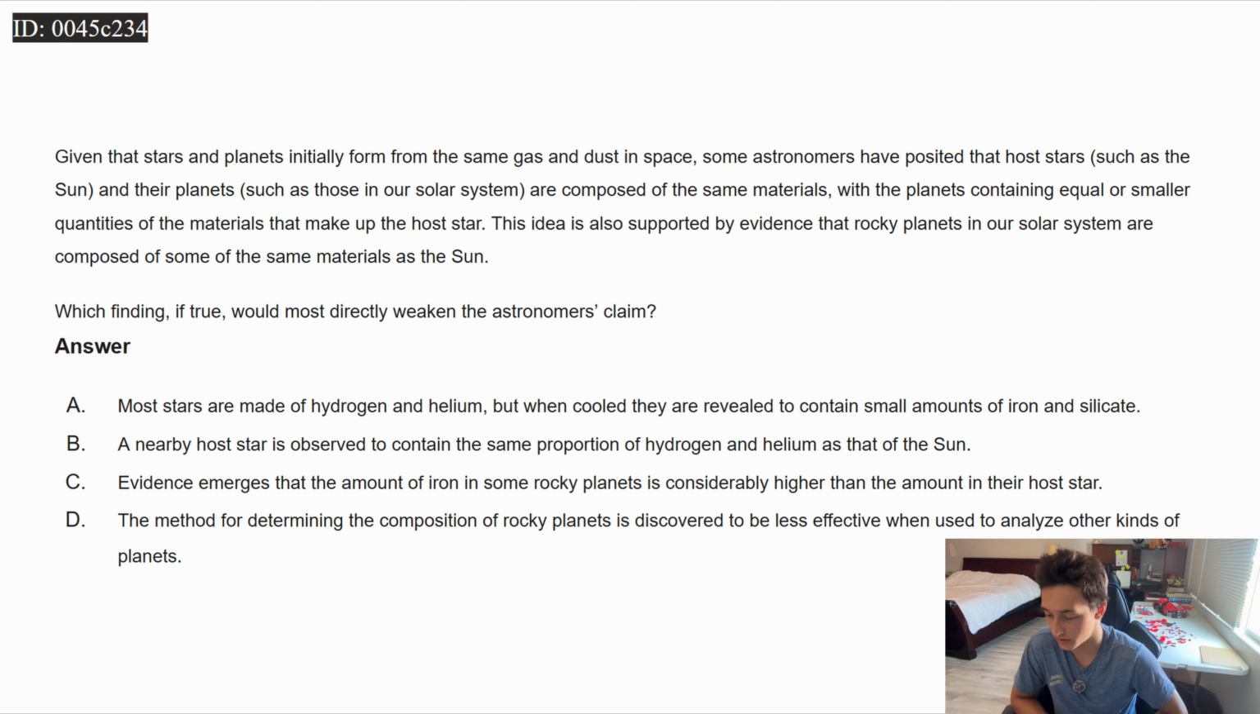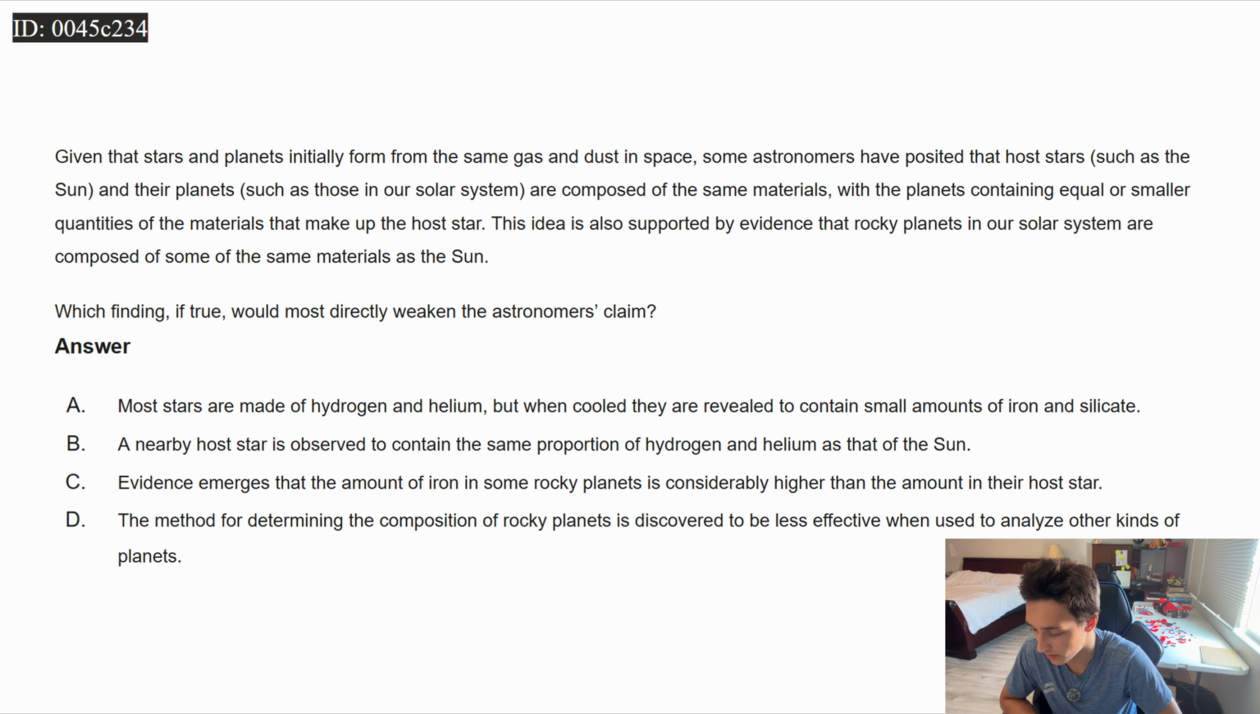A nearby host star is observed to contain the same proportion of hydrogen and helium as that of the sun. So that's supporting the claim because it's talking about the planets containing equal quantities. It's also saying that it's composed of the same materials. So this answer choice would definitely get a lot of people because a lot of people wouldn't have read the question carefully and they would have thought, oh, that supports the claim, let me pick it and move on. But in reality, we got to weaken the claim.